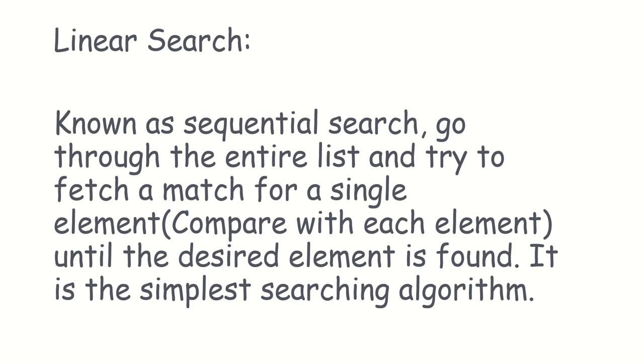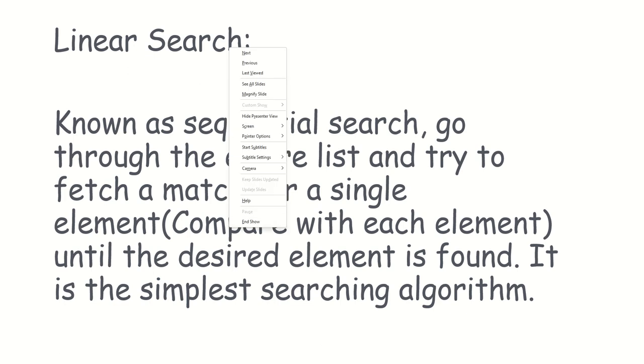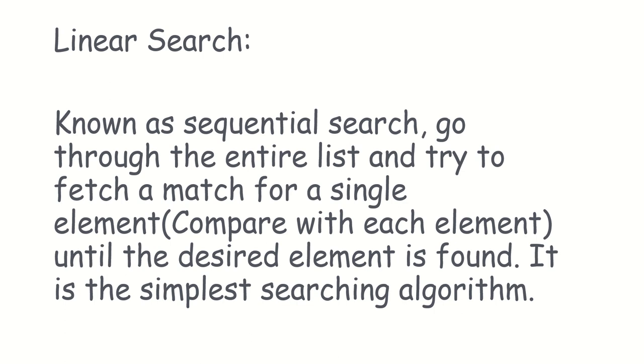So linear search is a sequential search algorithm, where we start from the first element till the end element, and at each element we have to stop there and compare. Compare with what? With the given element. Is it found or not? So this is how the linear search works.